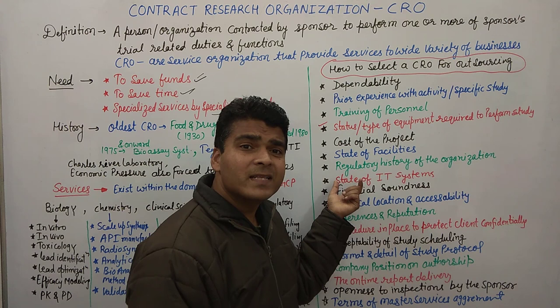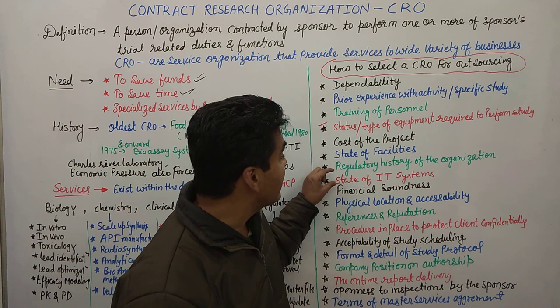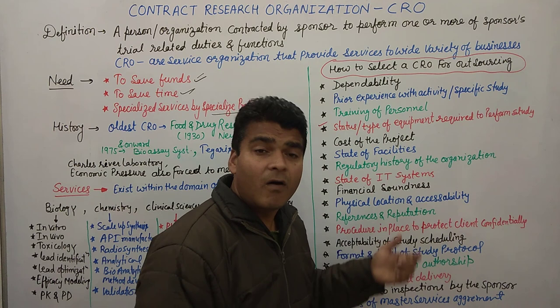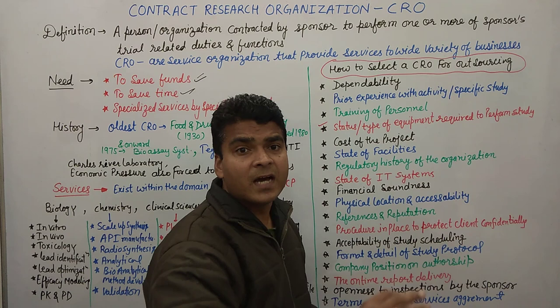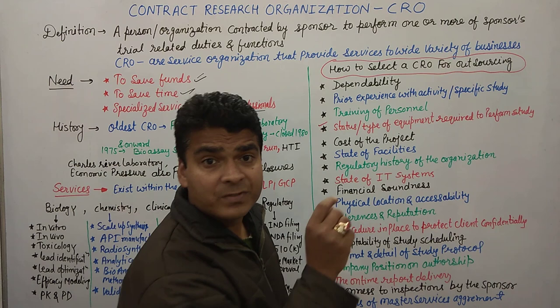Then state of IT system. This is another important checkpoint for the sponsor, to check the IT system of the CRO. Is the CRO updated on all the software or not, do they have proper connectivity or not, do they have all kinds of ICT equipment available or not. Then financial soundness. If the sponsor is providing their work to a CRO, then does the CRO have proper funds to perform their activities or not? Clear. That's why this is a point of consideration for the sponsor in selecting the CRO. Then physical location and accessibility.